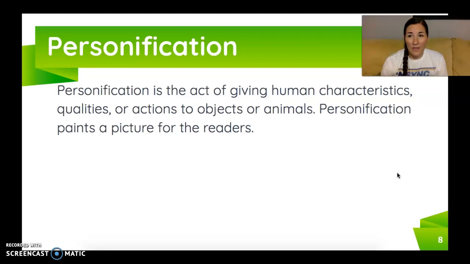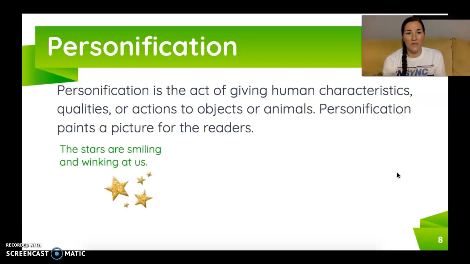One more that we'll go over is personification. And that's the act of giving human characteristics or qualities and actions to objects or animals. Again, this is another one that's pretty familiar probably to you. You just didn't know that maybe it's called personification. And it really just paints a better picture for readers.